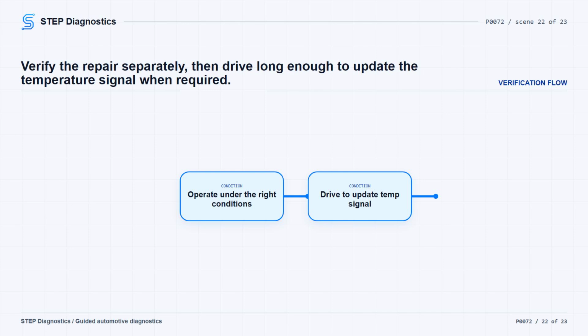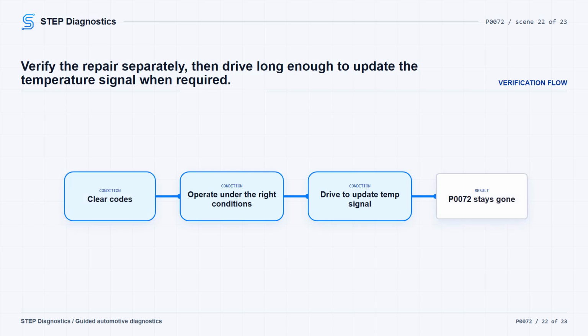After the repair, clear the codes and operate the vehicle under the right conditions to confirm P0072 does not return. If the ambient temperature sensor wiring was repaired, the sensor was replaced, or the BCM connector was disconnected during testing, the vehicle must be driven for a minimum of 5 minutes above 15 mph to update the temperature signal before the DTC will go stored and can be erased.